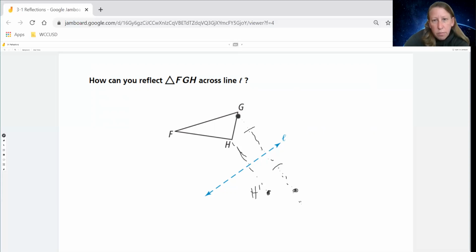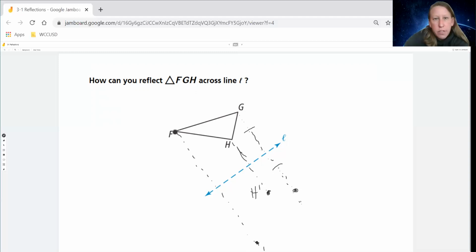This and this would be the same length. Okay, and then F, same idea. I have to go perpendicular right to the line of reflection, and then I gotta go out that far. That's a lot farther. So I'm gonna go out to here.